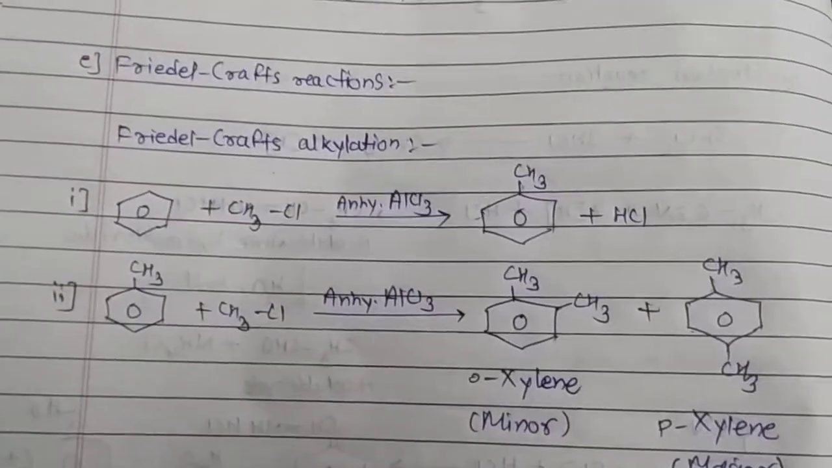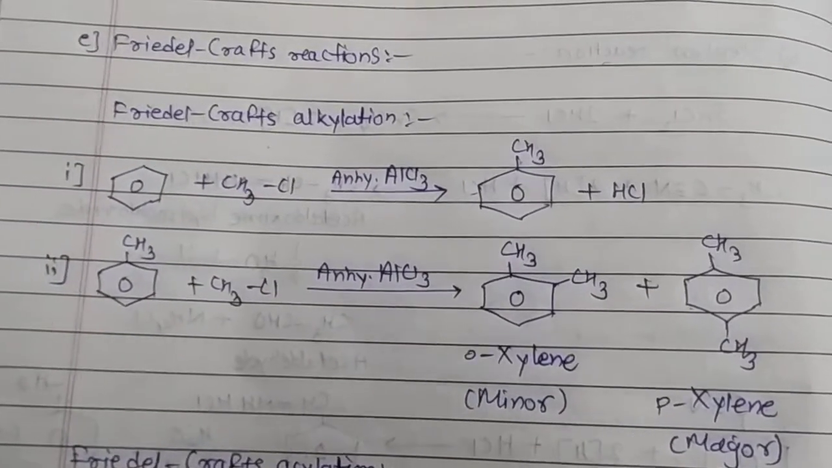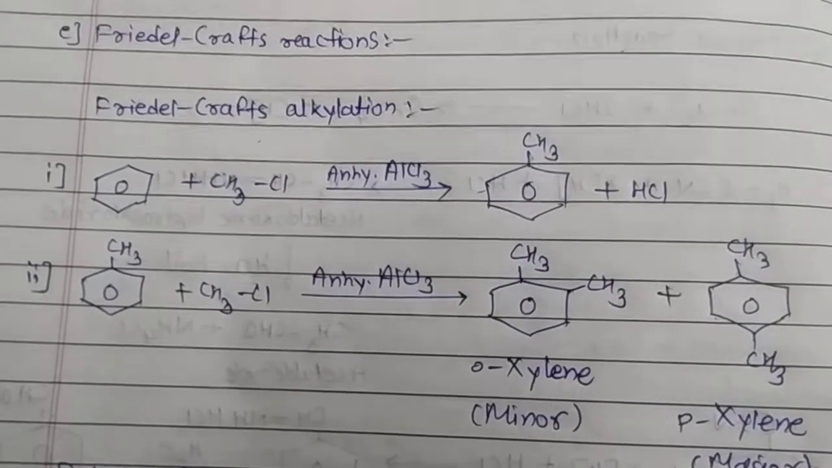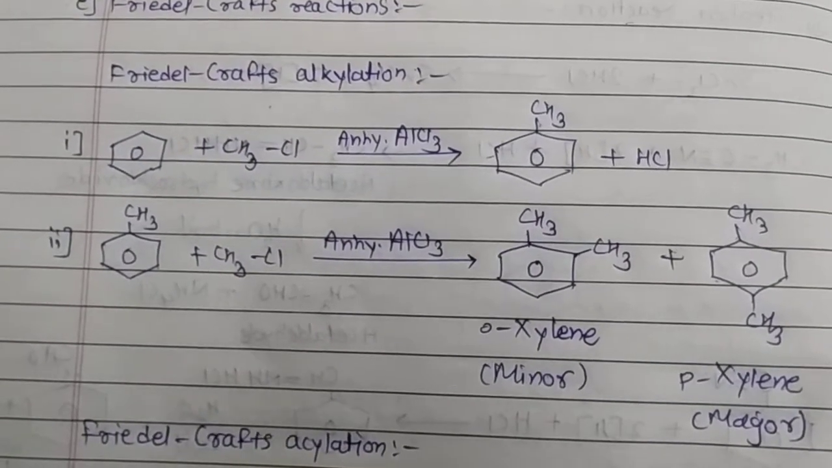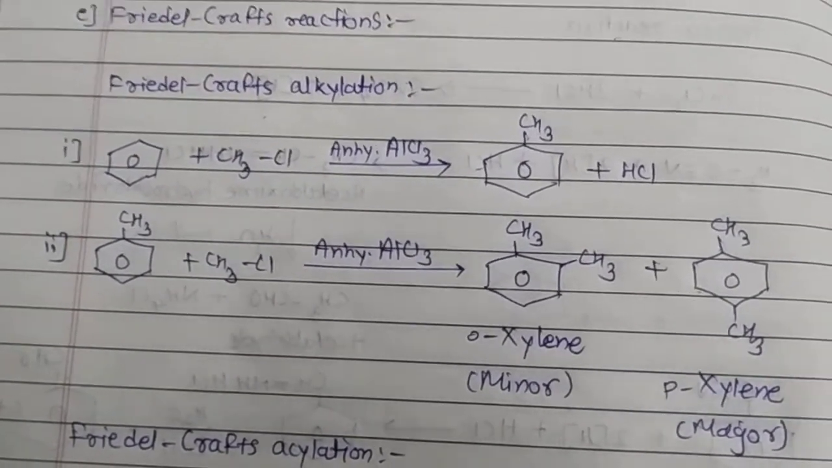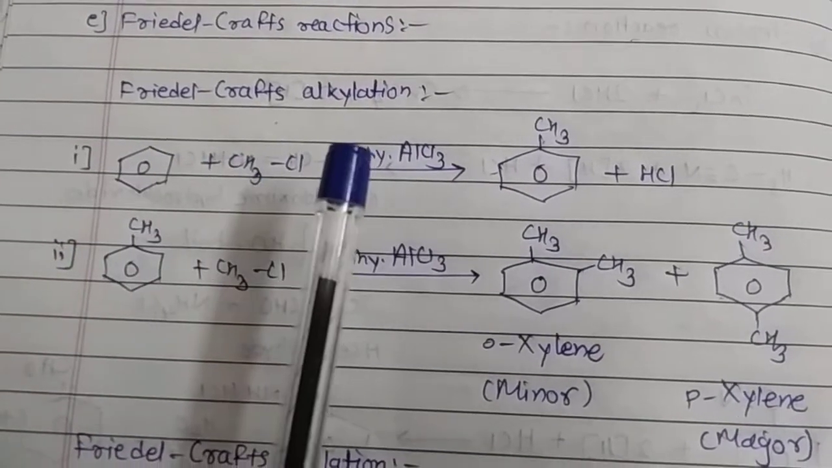Then next one is Friedel-Crafts reaction. So there are two types of Friedel-Crafts reaction: Friedel-Crafts alkylation and Friedel-Crafts acylation. They are both electrophilic substitution reactions. So let's see first Friedel-Crafts alkylation.